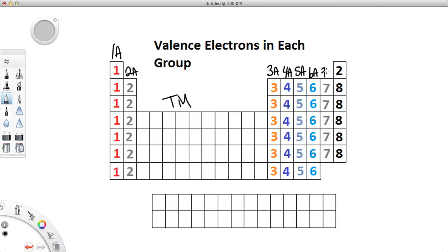And 7A, the halogens, 7 valence electrons, followed by 8A with the noble gases that have 8 valence electrons, with the exception of this guy right here. This is helium. Helium is the only one in the noble gases that doesn't have 8 valence electrons. It only has 2. So that's a recap of valence electrons, how to determine how many valence electrons each element has based on looking at the periodic table.